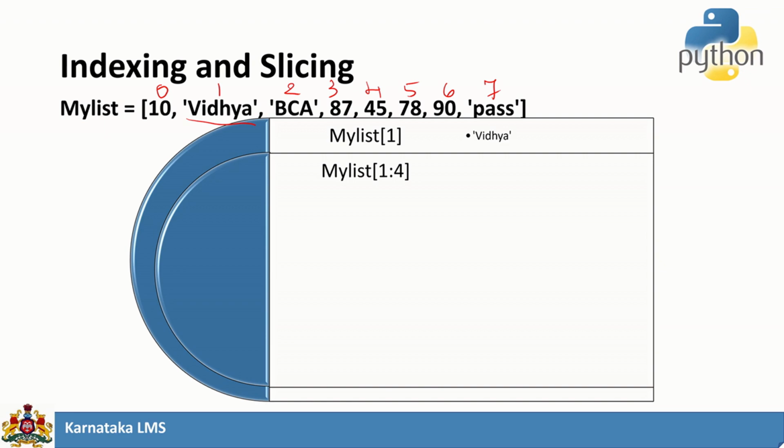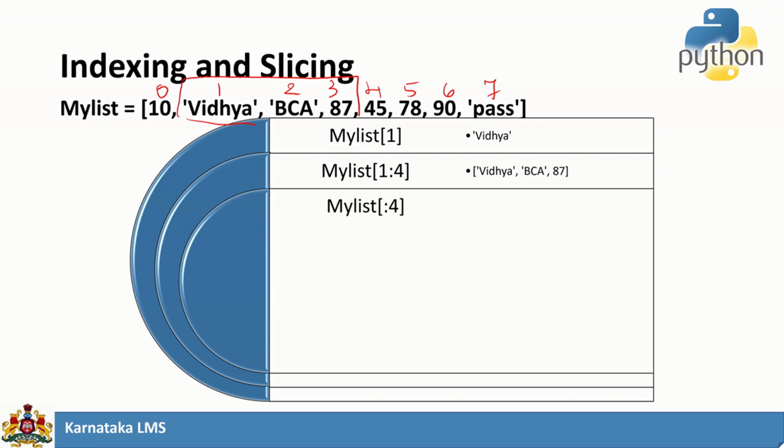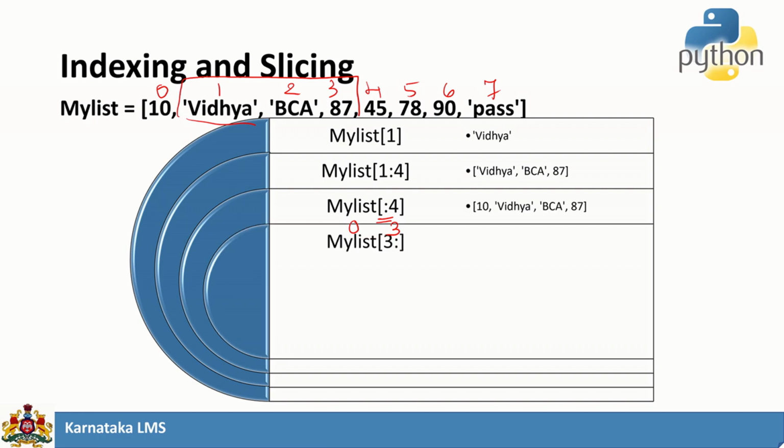Consider this example. my list of 1 colon 4. So the start value is 1 and the end value is 4. So it will consider only upper limit minus 1, so you will be getting the values from 1 to 3. That is Vidya, BCA, 87. My list of colon 4. There is no starting value, so it will consider it as 0. So it will print from 0 to end value minus 1, which is 3. So it will print from 0 to 3, that is 10, Vidya, BCA, 87.